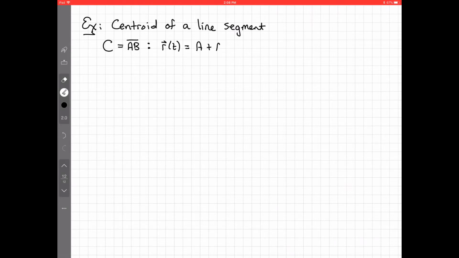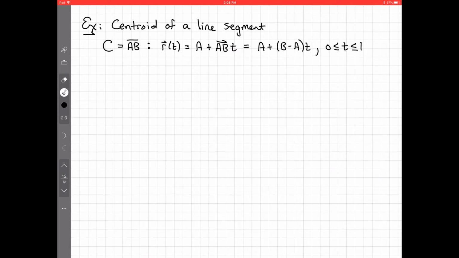That's A plus AB t, AB being the vector that points from A to B. So you could do terminal minus initial. Think of that as B minus A. t, of course, going from 0 to 1. And I should point out, of course, we're conflating points and vectors, but that's okay. This is for convenience. Now, let's go ahead and find our centroid.